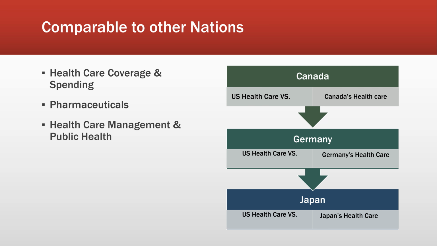So as mentioned before, we're going to be talking about Canada, Germany, and Japan and how they measure up to the US. You can see in the graph before that the US pretty much exceeds all these other countries by more than half of the amount in spending in all categories. So we'll be discussing, as mentioned before, healthcare coverage and spending, also the topic of pharmaceuticals and healthcare management and public health.